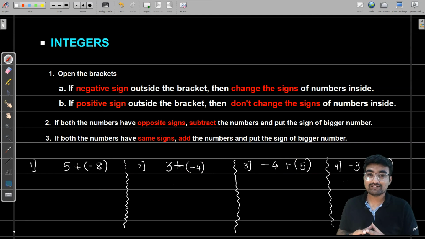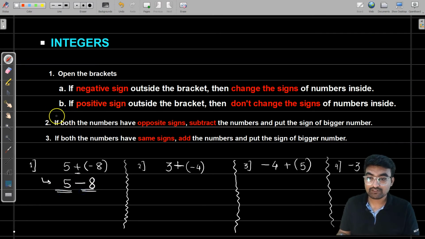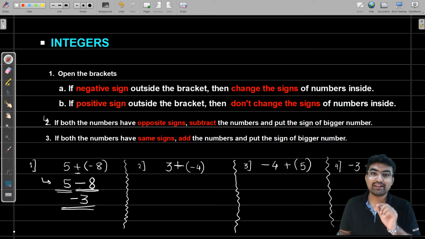Okay, so now let's learn the rule 2. If both the numbers have opposite signs, subtract the numbers and put the sign of bigger number. Example is 5 plus minus 8. So first apply the first rule, that is open the brackets. See, here it is positive sign, so we won't change the sign of the number, so we'll write minus 8 as it is. Now both the numbers have opposite signs, correct? So now 5 minus 8 is minus 3, correct? Because the bigger number is 8 and it has negative sign.